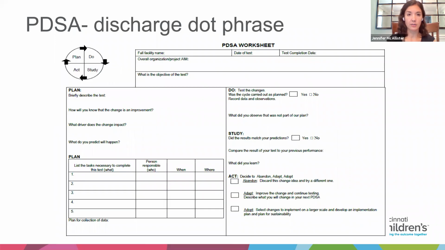And so what I'm going to describe here is our PDSA cycle that looks specifically at a discharge smart phrase or dot phrase that we used in the birth hospitals at the time of discharge to help communicate information to the clinics receiving these babies at the first newborn visit. And what you see here is a PDSA worksheet, which helps organize your project to have everything in front of you to give a nice outline. And links for these worksheets are available at the end of our talk, but are also found online.